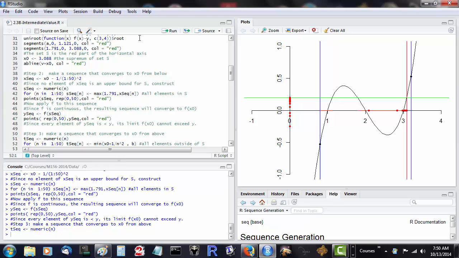Now I will creep in from the other side. Construct a sequence of points, all of which are bigger than x0, making sure that none of them is larger than b.